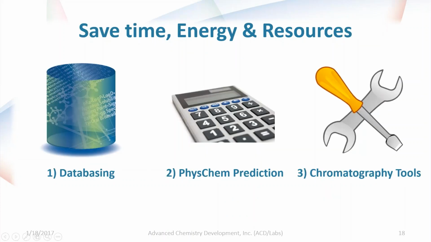Now, today we've shown you how to save time, energy, and resources, and we've done this through databasing. We showed you that you can store data in a database, and you can search this later on. You're not restricted to loss of data there. Another way that we've done this is through PhysChem prediction, using pKa predictors to help pick the pH of your mobile phase. And finally, we showed you some chromatography tools that will help you find new columns for method development and maybe speed method translation.